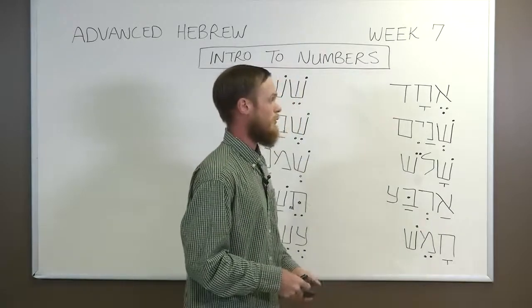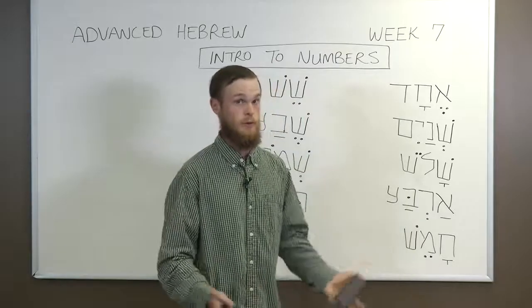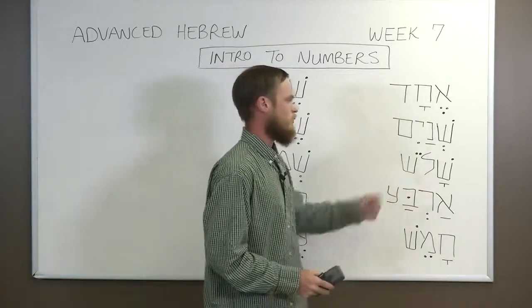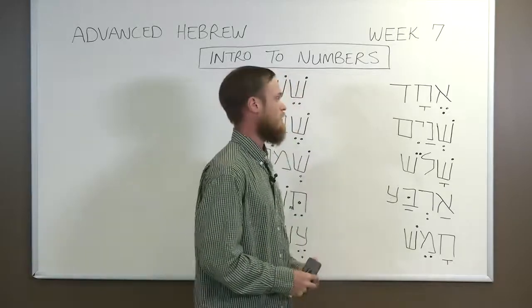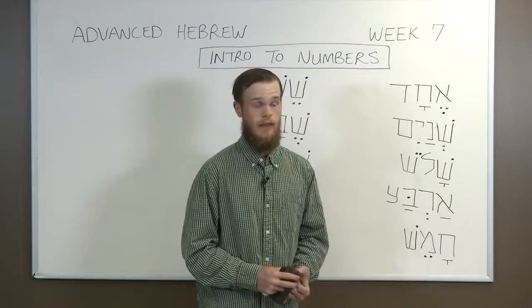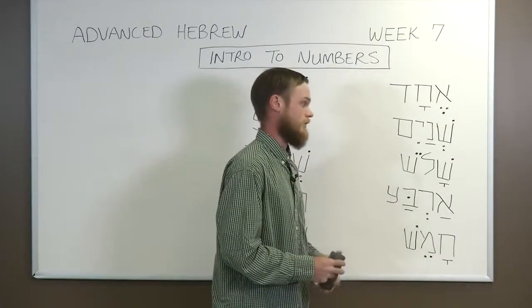So 1 and 2 follow the regular rules of adjectives when they are used as adjectives affixed to nouns. When we get up to 3, and all numbers above 3, a very strange thing happens, and that is that they still function as adjectives. They still follow the regular rules of adjectives.